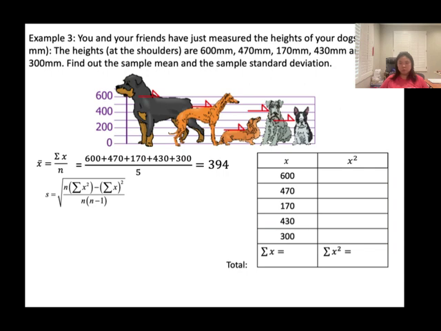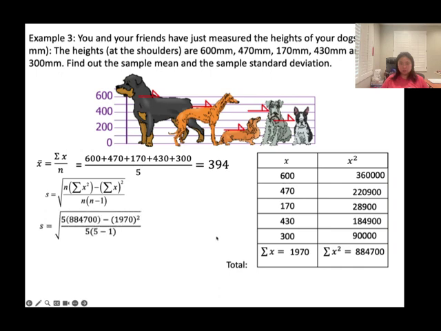Okay, so check your work. Take the square of the 600, and then add it all up. Now we're going to plug into the formula.